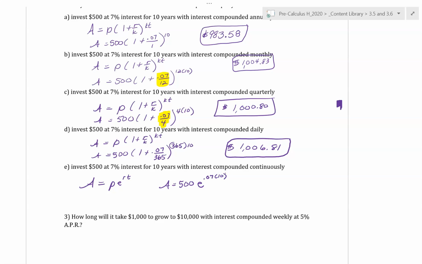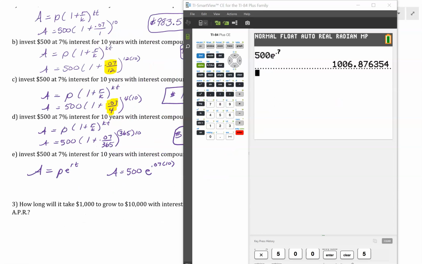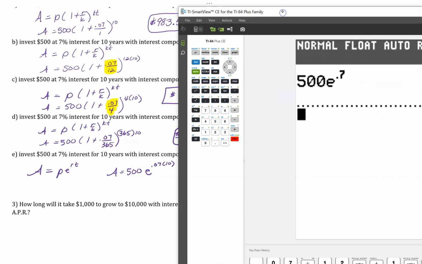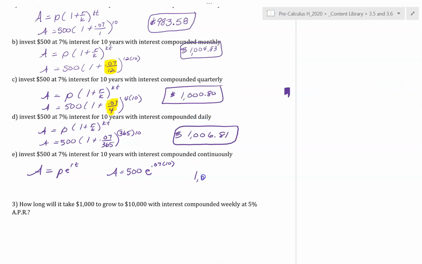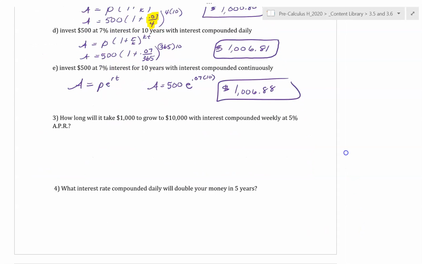So go ahead and grab your calculator, pause the video for a minute, and find out how much money you'd have at the end of the 10-year period if your interest was compounded continuously. Okay, so we have $1,006.88. So a little bit better than if we compounded the interest daily. All right, so what we're going to do next, we're going to do some more examples.